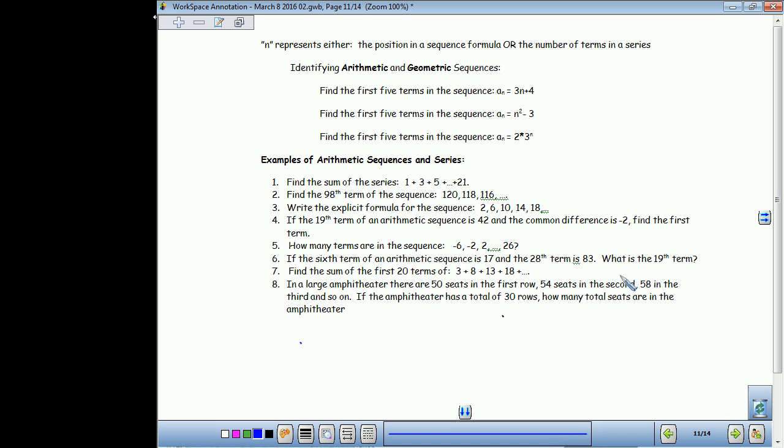All right, so, n can represent two things. It's either the position of a term in a sequence, or it's the number of terms in a sequence. So if we look at these three, can we identify it as arithmetic, geometric, or neither? Maybe it's not either. Okay, what about the first one? The first 5 terms in the sequence. So if we plugged in a 1, we get out a 7. If we plug in a 2, we get out a 10. If we plug in a 3, we get out 13. If we plug in 4, we get out 16.